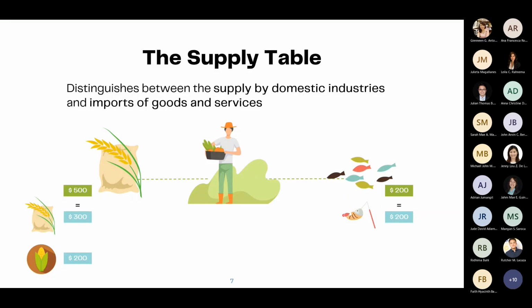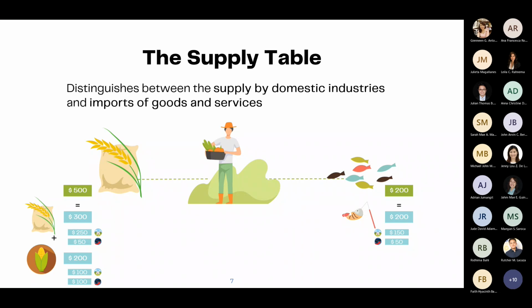Are these goods and services produced domestically or imported from abroad? We can actually have goods and services that may be mainly produced within the economy or mainly imported from elsewhere. So we can further distinguish, for example, where $300 worth of wheat was produced. Maybe the majority of it, such as $250, was produced domestically, and a portion, such as $50, was imported from abroad. Same thing for corn, and then maybe for fish, the majority of it was produced domestically, and $50 was imported from abroad.